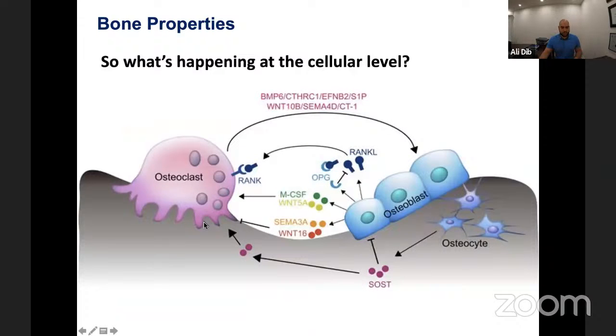So what's happening at the cellular level? Okay. Like we talked about before, there are three types of cells, and we're going to dive into that. Don't get too confused about any of these messenger molecules or any of these little ones. I'm more concerned about the three different cell types. So we've got the osteoclast, we've got the osteoblast, and we've got the osteocytes.